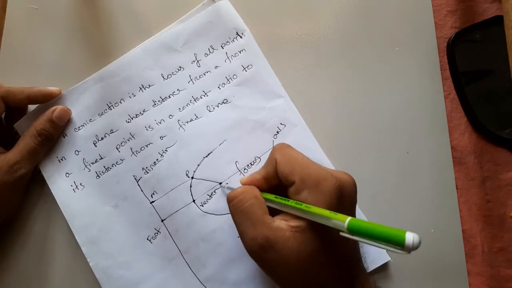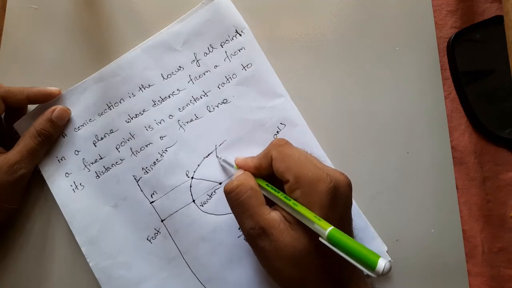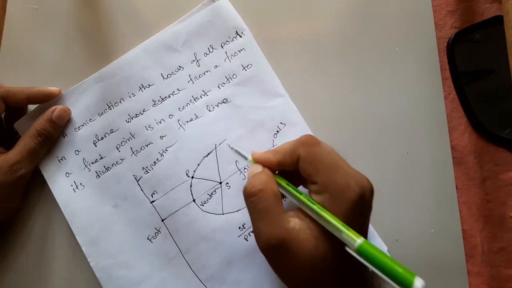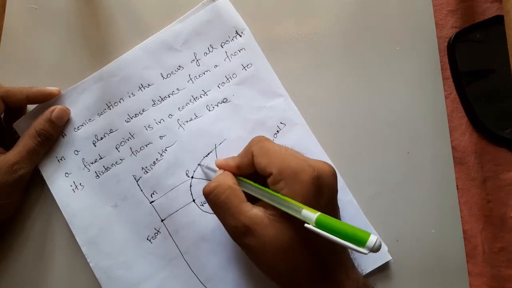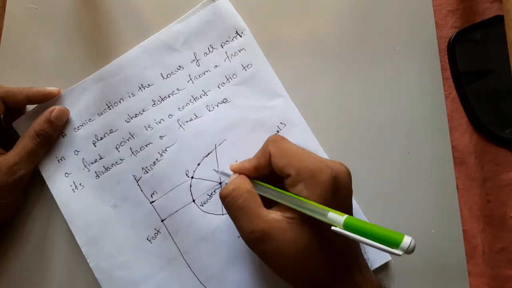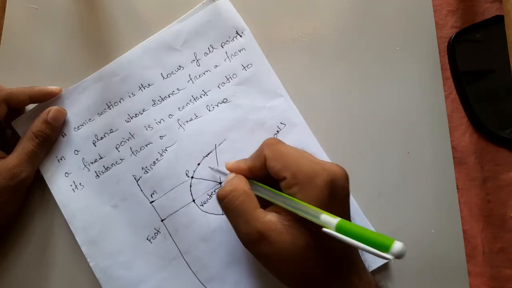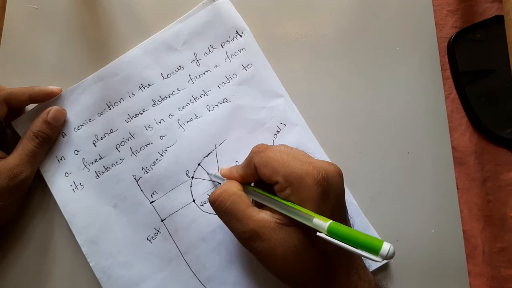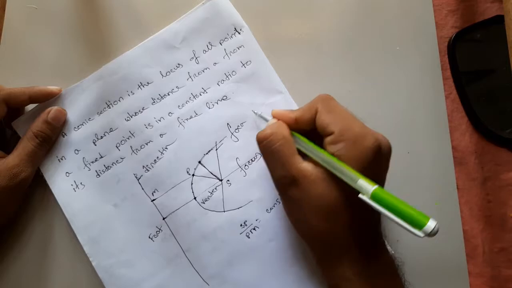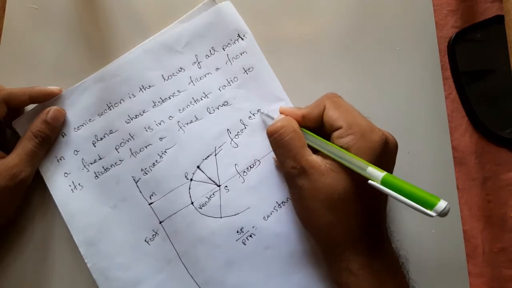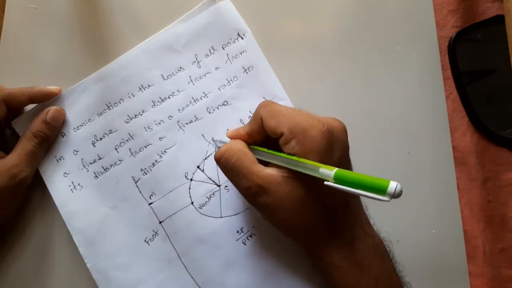The chord which passes through the focus is called focal chord. This is focal chord, and the distance between any point on the conic and the focus is called focal distance. This distance is called focal distance.